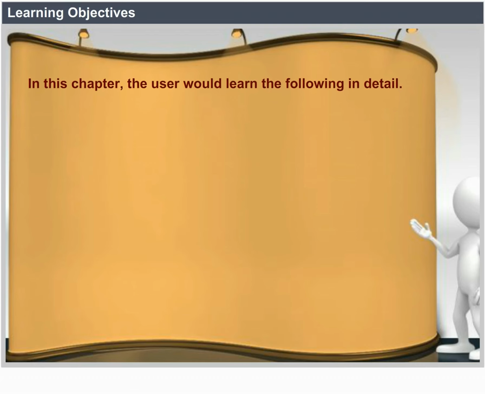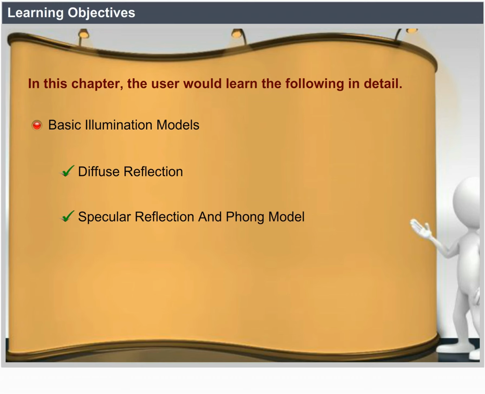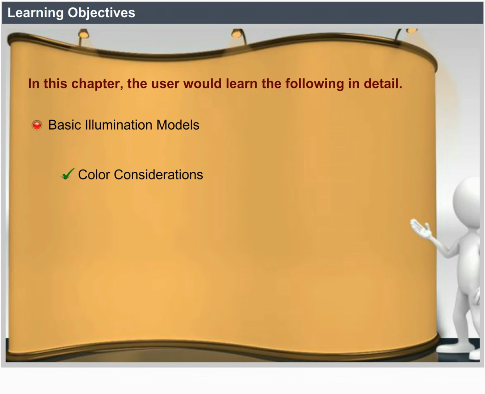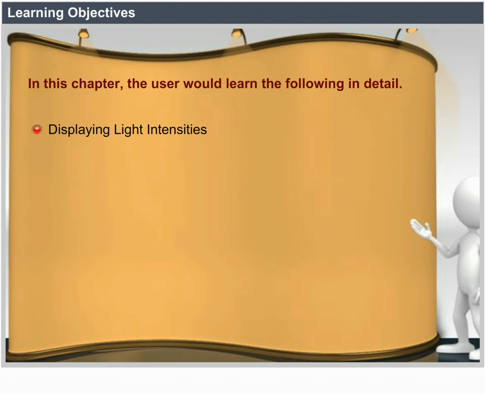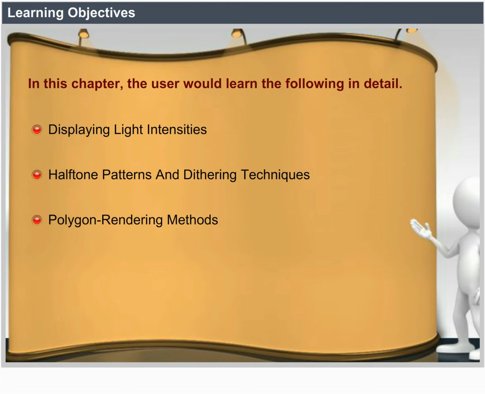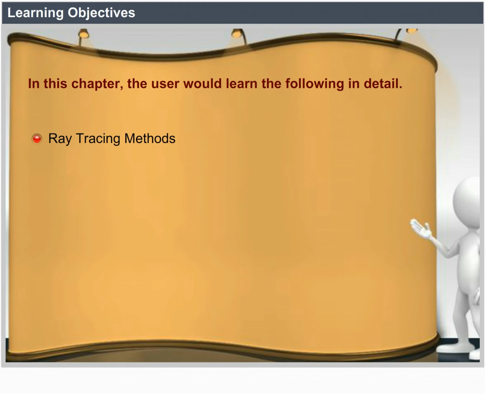Learning objectives. In this chapter, the user will learn the following in detail. Basic illumination models, diffuse reflection, specular reflection and Phong model, Warn model, intensity attenuation, color considerations, transparency, shadows, displaying light intensities, halftone patterns and dithering techniques, polygon rendering methods, Gouraud shading, Phong shading, ray tracing methods, problems with interpolated shading, bump mapping.